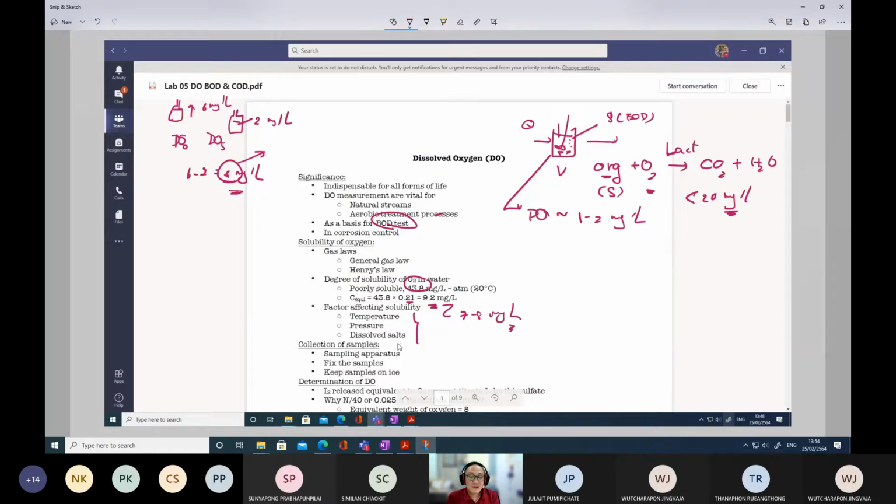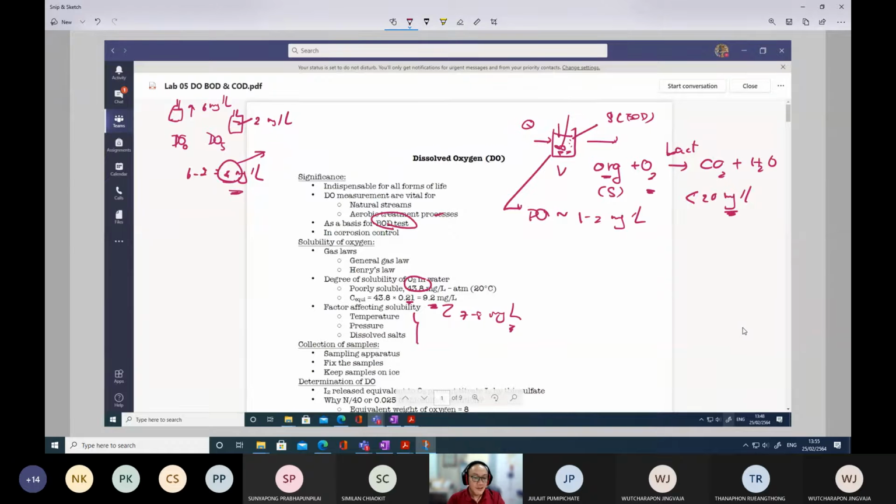Another one is the dissolved salts. The salts mean the positive and negative charged ions dissolved in the water sample. If the dissolved salt concentration is higher, the solubility of the oxygen gets lower. So these are the major three factors influencing the solubility of oxygen in water.